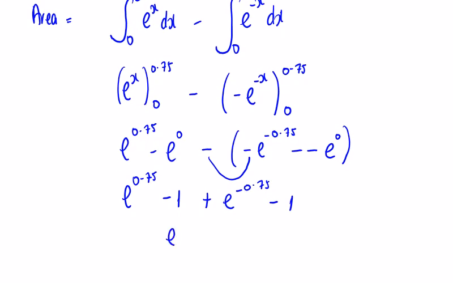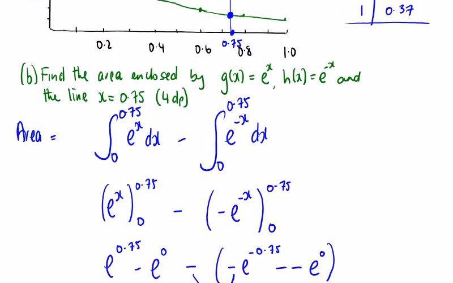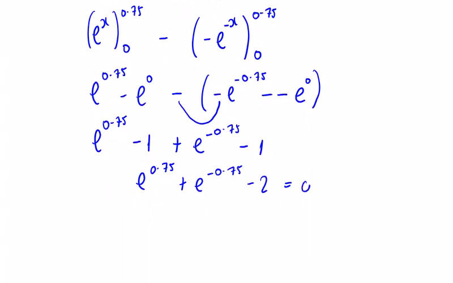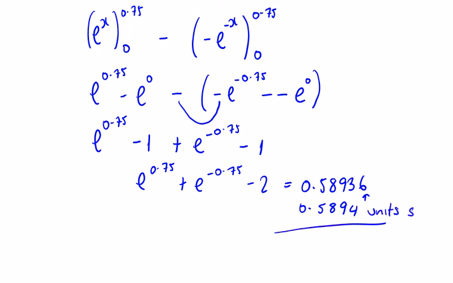E to the power of 0.75 plus e to the power of minus 0.75 minus 2. And that will give us a value of 0.58936, 0.5894. It was 4 decimal places. Yeah, 4 decimal places, 0.5894, and that will be in units. It's area, so units squared.